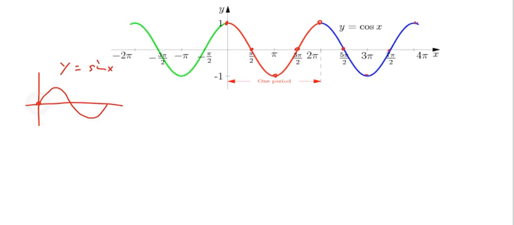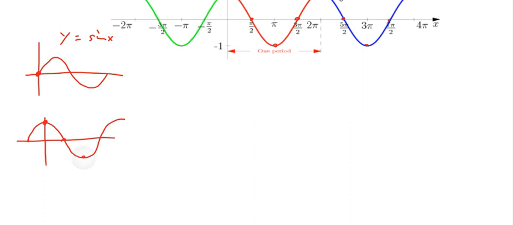Let's see, start from 0. So for cosine, we just start from here. Maybe we can say let's start from here, like a pi, go up, go down, go up. So this is cosine: 1, 0, negative 1, 0, 1. So cosine and sine, the graph is the same. Go up, go down, go up, go down.